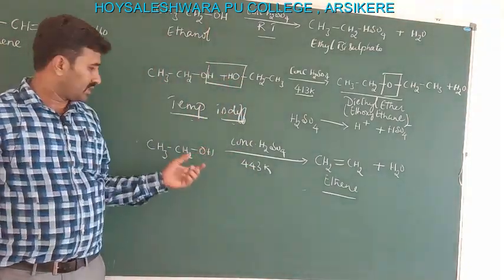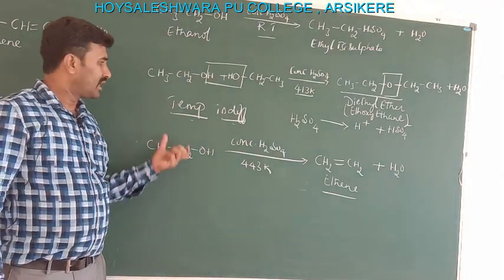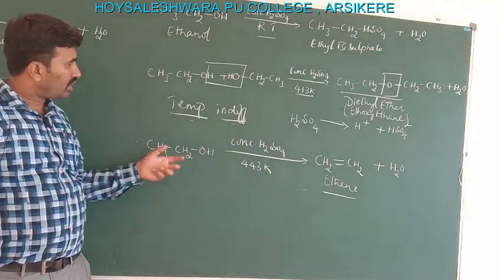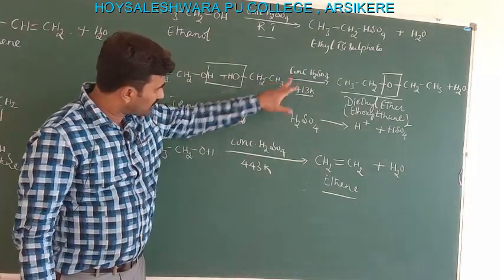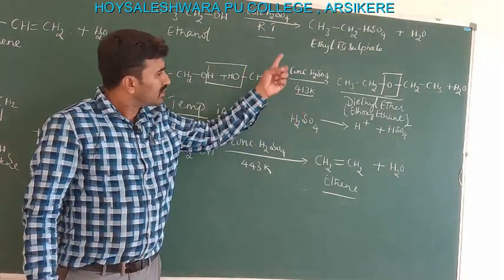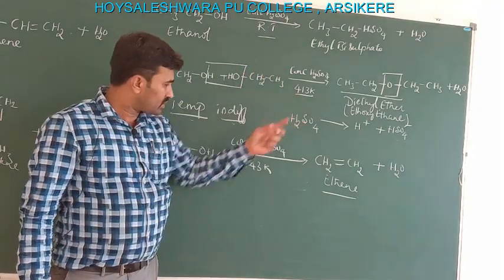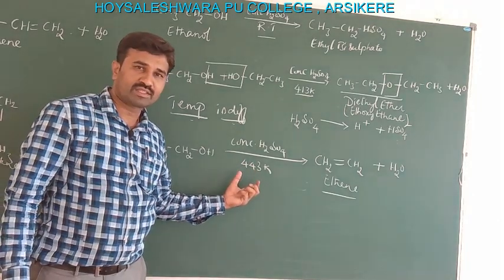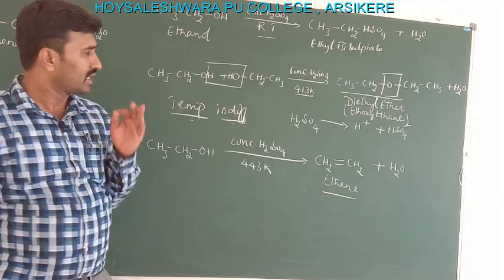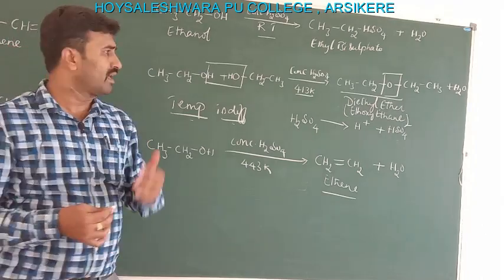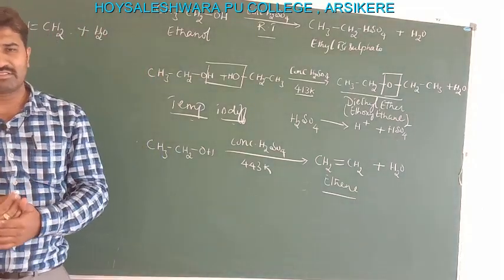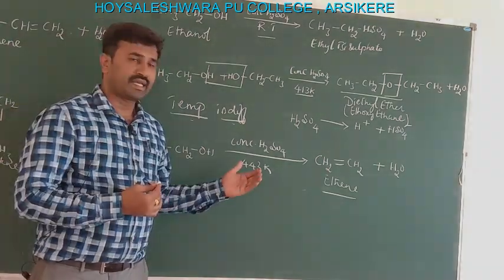These three reactions we studied yesterday, and this is the reaction of ethyl alcohol with sulfuric acid. One is at room temperature, another one at 413 Kelvin, and another one at 443 Kelvin. At room temperature, it forms ethyl bisulfate. At 413 Kelvin, it forms diethyl ether or ethoxyethane. At 443 Kelvin, it forms ethene.